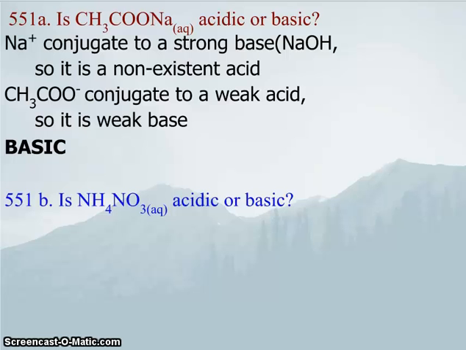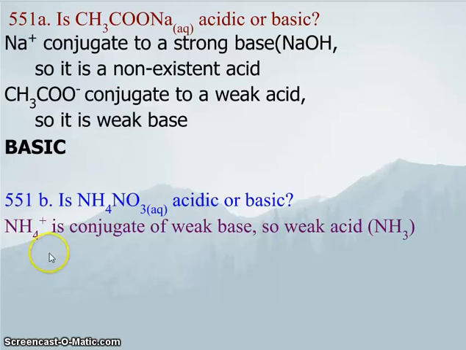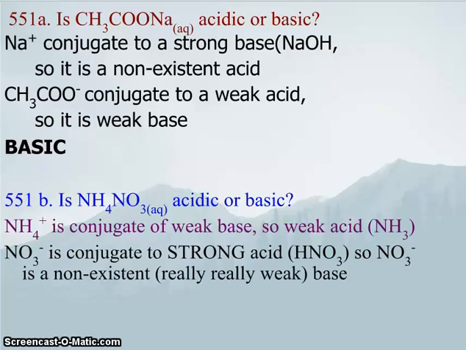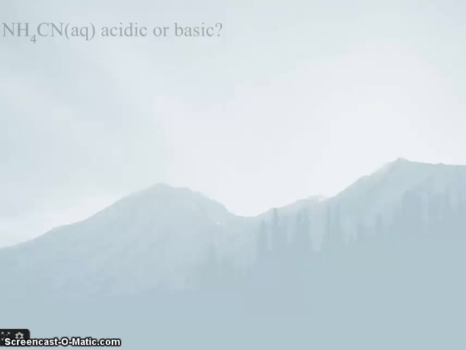Ammonium nitrate. Ammonium ion is the conjugate of a weak base, which is ammonia. So ammonium ion is a weak acid. Nitrate ion is a conjugate of a strong acid, nitric acid. So nitrate is a non-existent, really, really weak base. So overall acidic. So let's look at a slightly more difficult example.